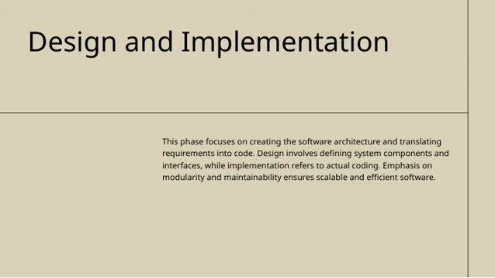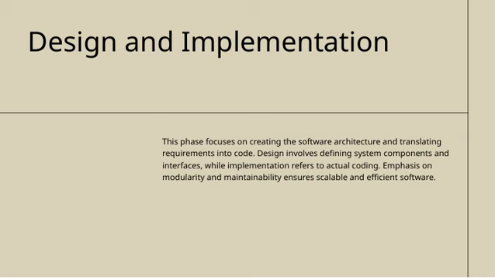Let's talk about the design and implementation phase. This is where we really bring the project to life. It all starts with creating the software architecture, basically, the blueprint of how everything will work together. Then, we translate those requirements into actual code. Designing involves defining the different system components and how they will interact through interfaces. Think of it as planning the building blocks of our software.